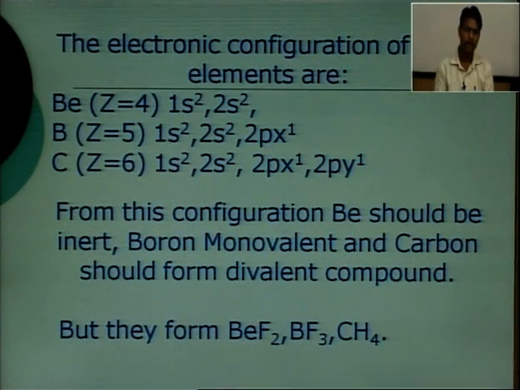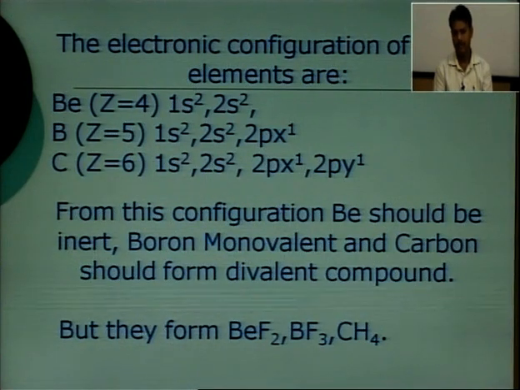Likewise in boron, one electron from 2s2 is promoted to an empty p orbital, so there is a formation of 3 unpaired electrons in boron, and boron trifluoride is formed. And again in carbon, one electron from 2s2 is promoted to the 2pz orbital of carbon, and there are 4 unpaired electrons. So, we can account for methane, CH4.